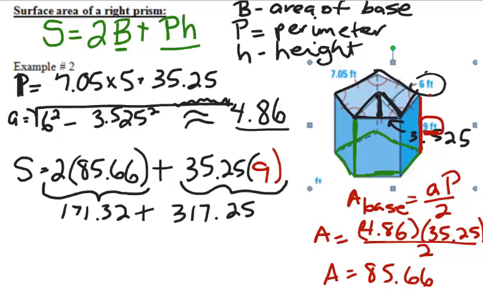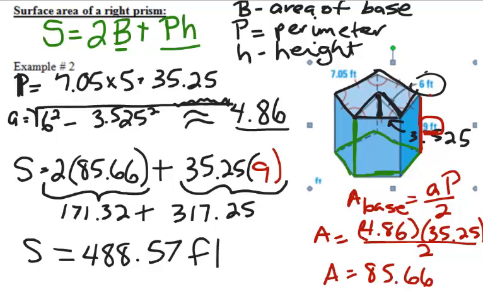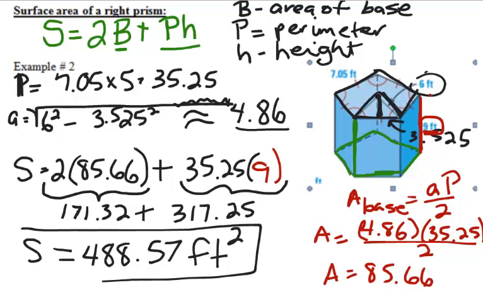Okay, so I got 171.32 for the first piece and 317.25. So my surface area when I add these two together is 488.57. And this was feet. It's an area, so feet is squared. And that's your answer for the surface area of that right prism.